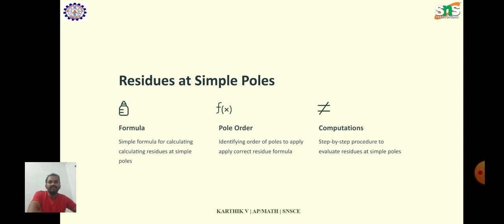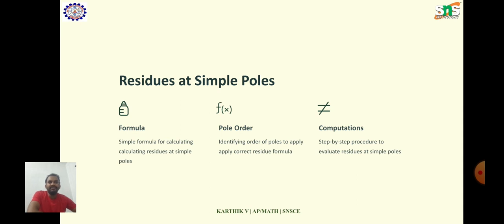Residues at simple poles. First we have to know what a pole is. A pole is a specific type of singularity characterized by its behavior near the singular point. Residue at a simple pole: consider a complex function f(z) with a simple pole at z = z0. Then the Laurent series expansion of f(z) about z0 takes the form f(z) = a_-1/(z - z0) + a0 + a1(z - z0) + a2(z - z0)², etc.